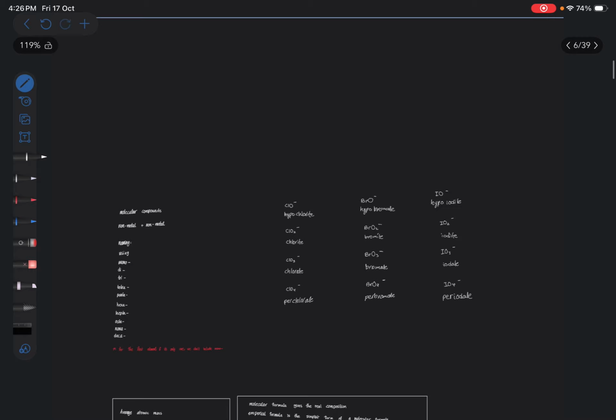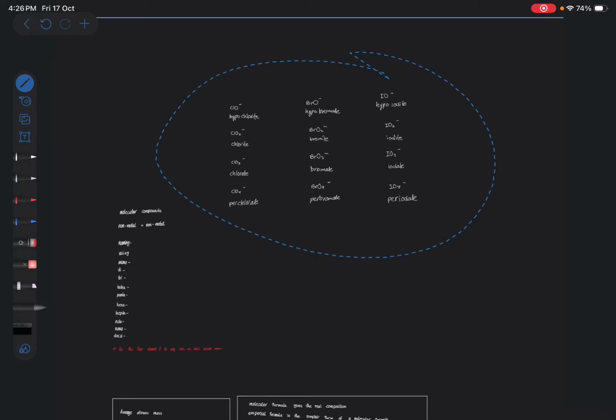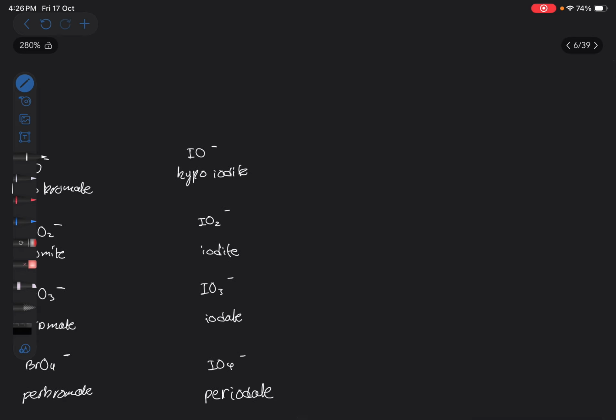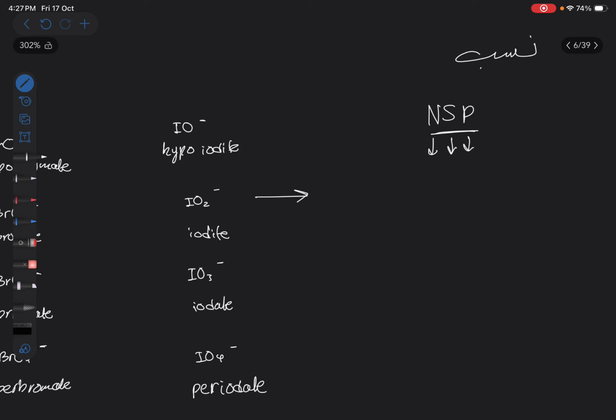Because this is not a full list, of course. There are more. So I memorized them in the word nasab, the Arabic word nasab. In English, it will translate to NSP, nasab. Why do I memorize it this way? Because N stands for nitrogen, S stands for sulfur, P stands for phosphorus. So I will write on these two rows the nasab polyatomic ions.